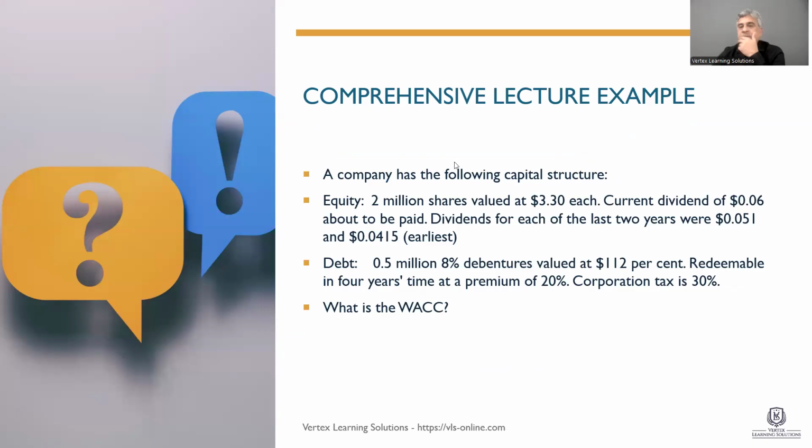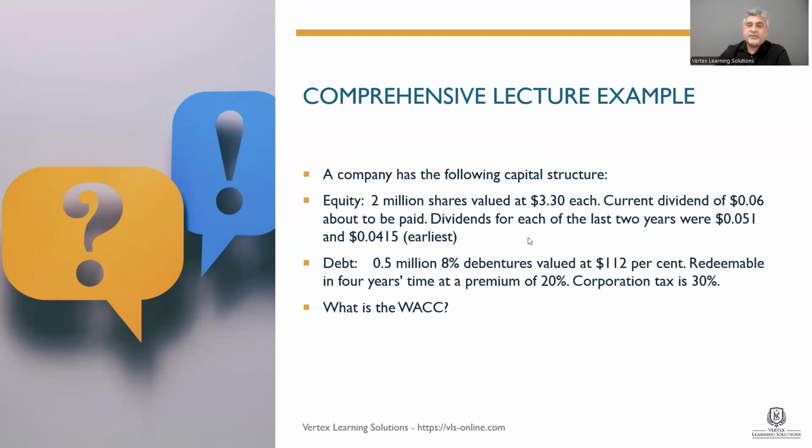Comprehensive example. A company has the following capital structure: equity, 2 million shares valued at $3.30. 2 million shares into 3.3, I can say that the market value of equity is 6.6 million. Current dividend of 0.06 about to be paid. Dividends for each of the last years have been this much.